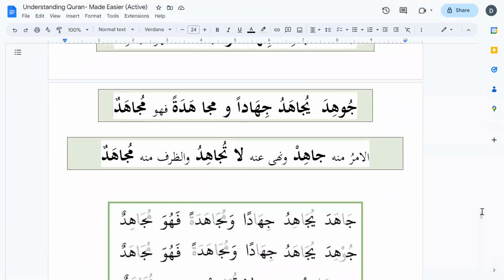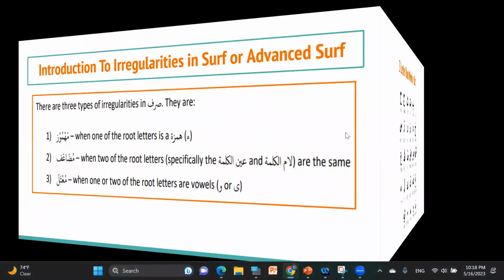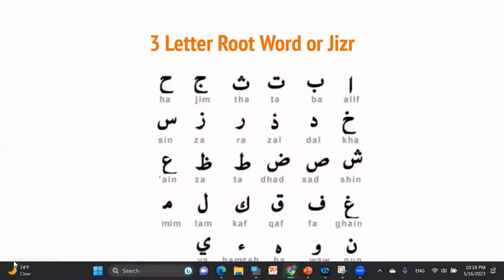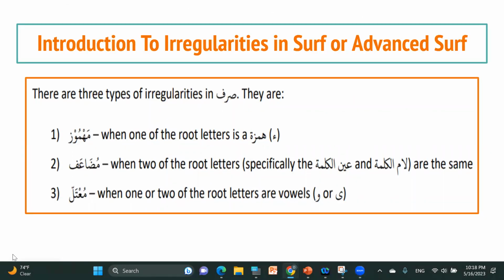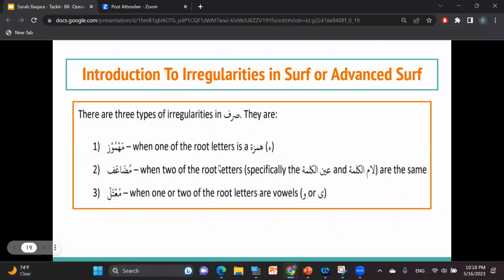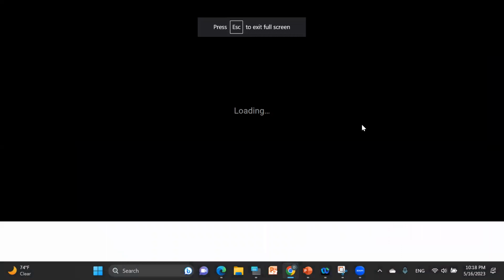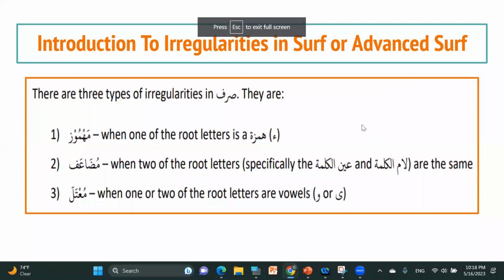Okay, now coming back to what is irregular Sarf. Now, the next slide, which is introduction to irregularities in Sarf. Okay, introduction to irregularity. What is irregularity? So irregularity is that you just learned that mostly 99% of the words, Arabic words, they have 3 root letters, right?